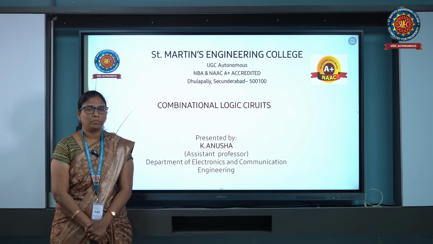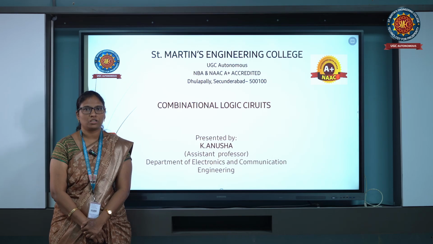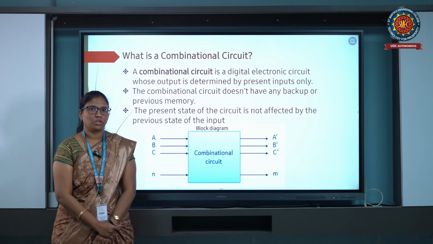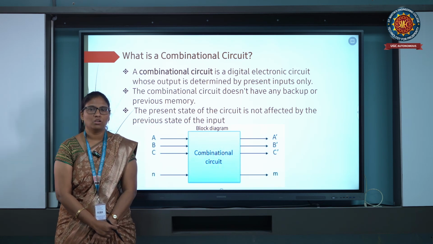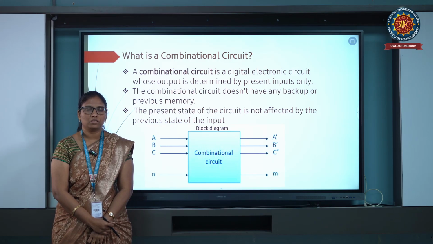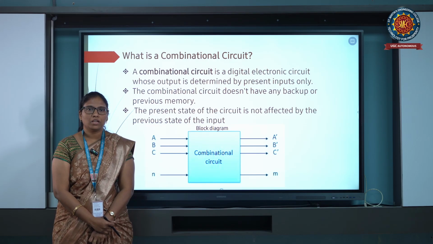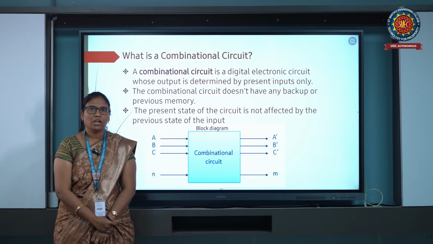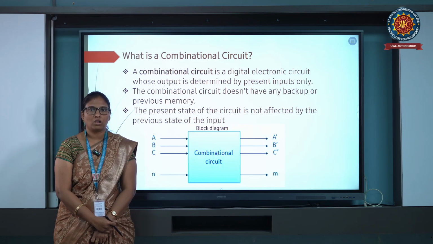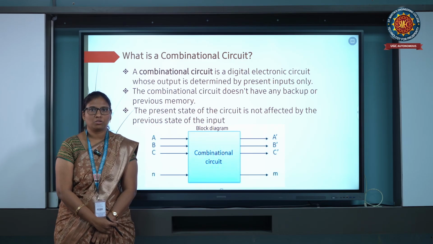Before going into the topic, let us see what is a combinational circuit. A combinational circuit is a digital electronic circuit whose output depends only on the present input variables. It doesn't have any memory elements or feedback elements. The output only depends upon the present input variables. Combination means it is a combination of different logic gates. Hence, it is called combinational logic circuits.